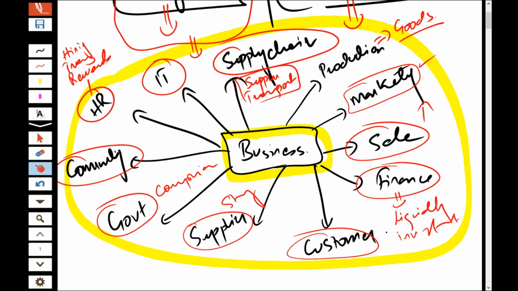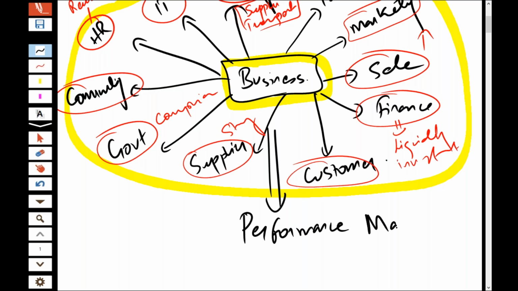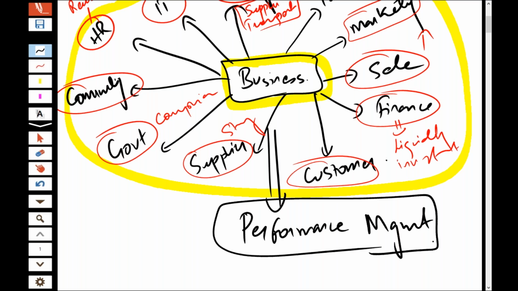So when we talk about the concept of performance management, I always explain to the students that if you have to understand what performance management is, you need to understand it as if you are running your own business. If you are running your own business, every single aspect of that business, you are responsible for that. You'd make sure that every single aspect of that business operates in a proper manner, moves forward, and grows. That is what you are going to make sure.